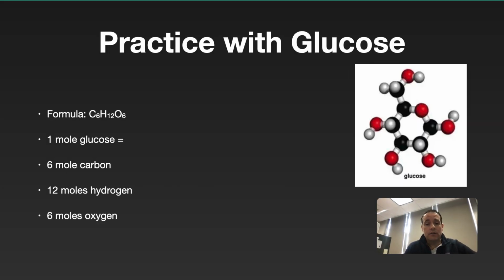Let's look at glucose. Its formula is C6H12O6. Just by looking at the subscripts, we can determine the internal recipe. 1 mole of glucose contains 6 moles of carbon, 12 moles of hydrogen, and 6 moles of oxygen. It's that simple.